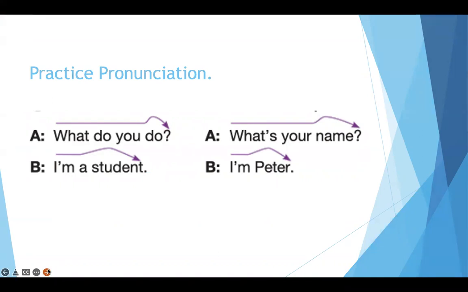I'll go through these one more time slowly. Remember to repeat after me. What do you do? What's your name? I'm a student. I'm Peter.